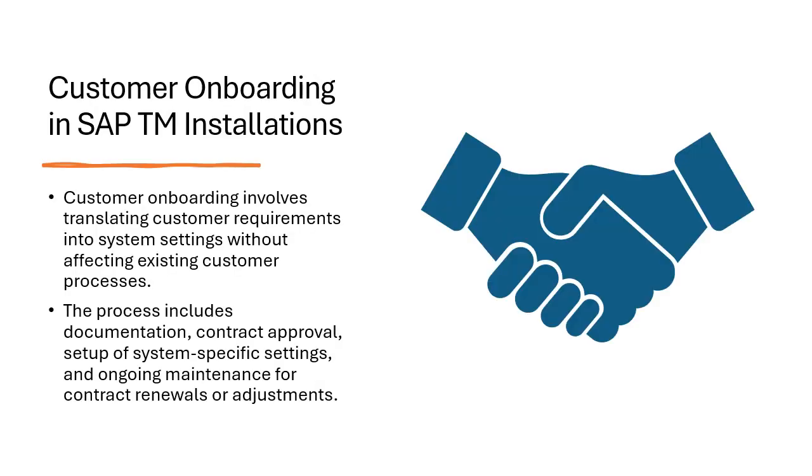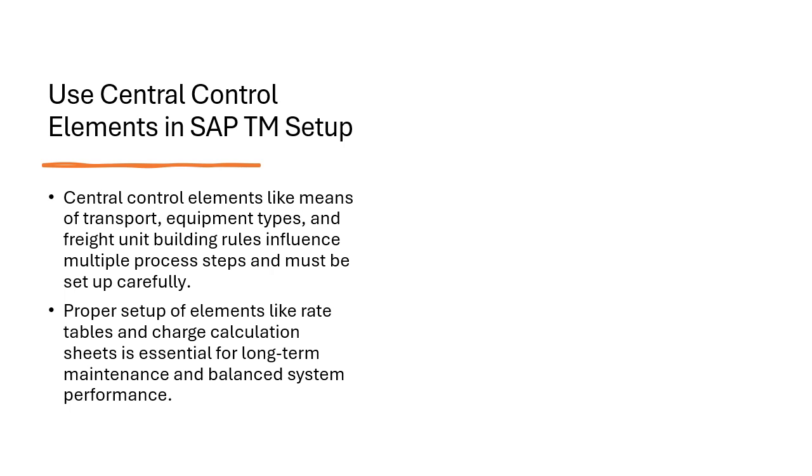So next is the customer onboarding with SAP TM installation. Customer onboarding involves integrating a new customer into the LSP's TM system. This can range from simple data updates to complex configuration for a large customer with specific logistic requirements. The onboarding process includes steps like translating contract requirements into system settings and testing, and ensuring no impact on existing customer processes.